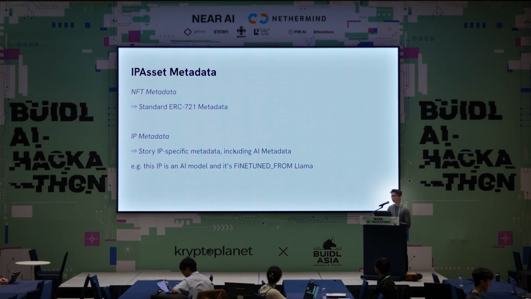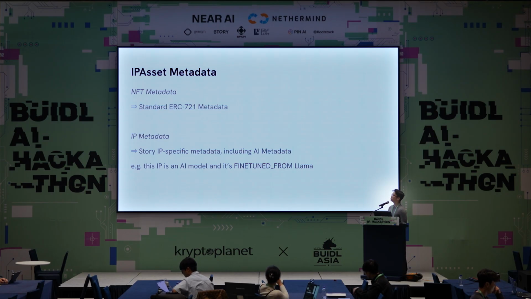Speaking of metadata, IP assets have metadata. They have 2 different metadatas. One is from the ERC-721, so that's the standard name, description, image URI, or just URI. And then IP metadata is our own unique metadata that we attach to the IP asset.